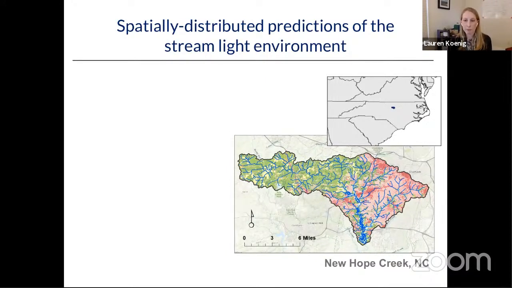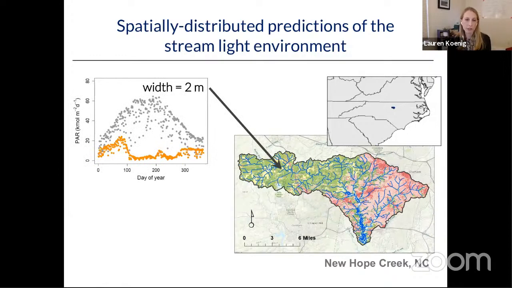I'll point out that this map is colored by primary land use. The eastern portion of the watershed drains primarily urban lands and is colored in red, and the western half of the watershed drains primarily forested lands and here is shown in green. If we apply this model of stream light, we get the following patterns in photosynthetically active radiation, or PAR, over the course of 1 year.